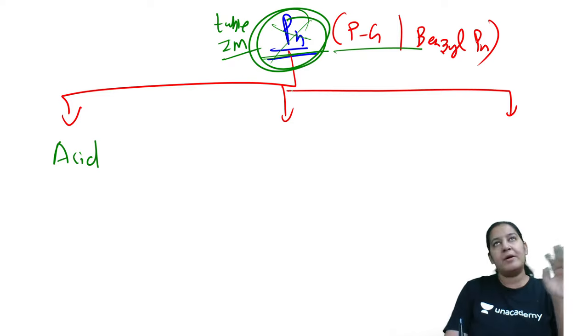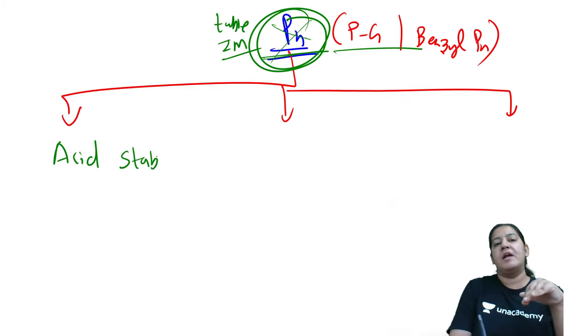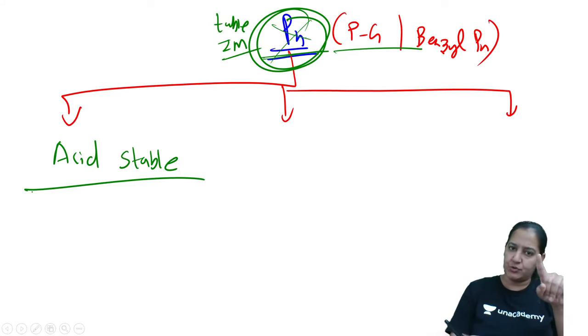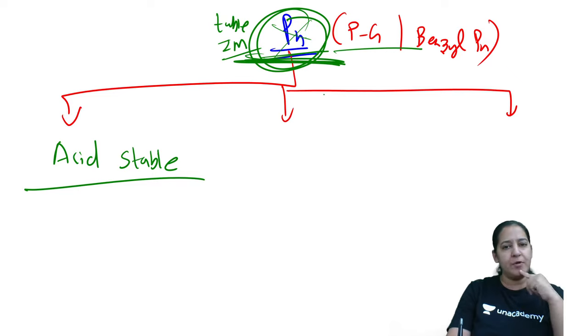Oral route is not available because it is acid labile. So we have created an artificial penicillin which is acid stable, for which we can easily make the tablets. So the first version is the acid stable version. That is a semi-synthetic penicillin, the first version. The second problem in the natural penicillin is that, what is the second problem?